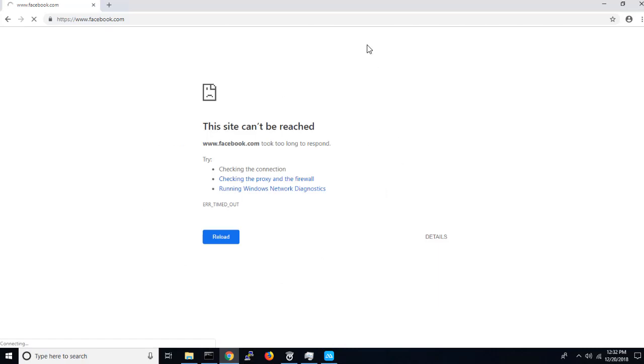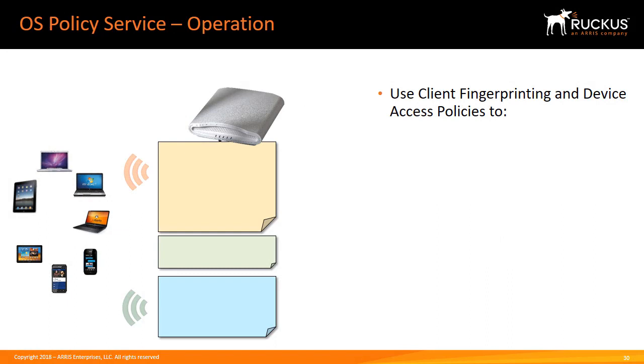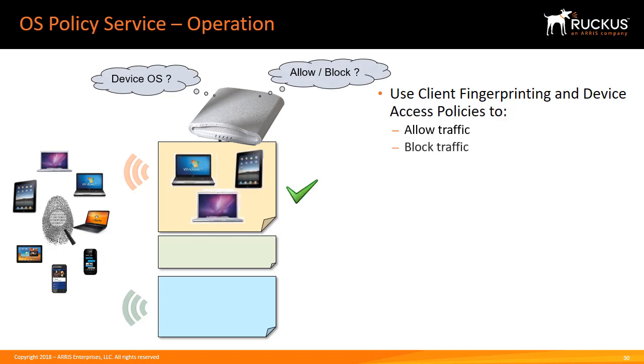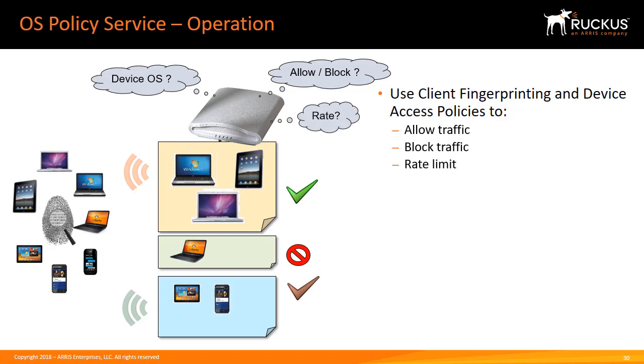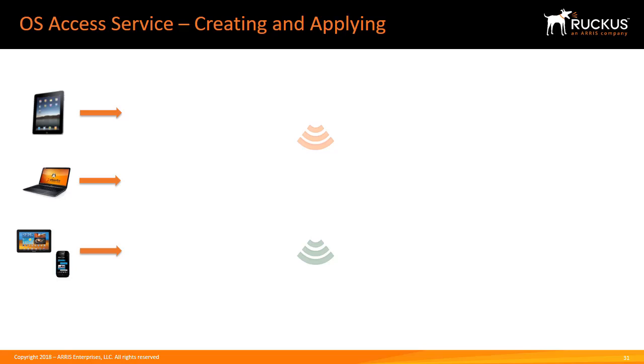Facebook finally timed out. The last thing we'd like to demonstrate in this presentation is the OS policy services. Device OS policies allow you to set policies based on the identified operating system type. With client fingerprinting enabled, the system will attempt to identify the client's device type. You can add rules to the policy to allow or block traffic based on the device type. You can apply rate limiting to specific device types only if you so choose, and you can allocate device types to a specific VLAN.